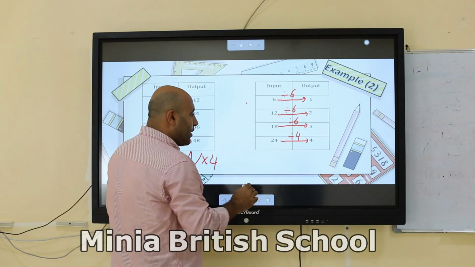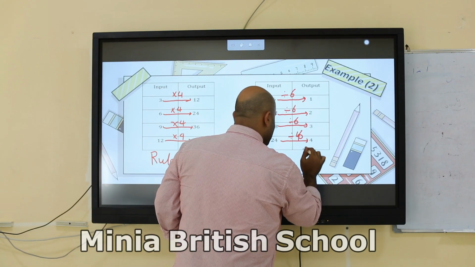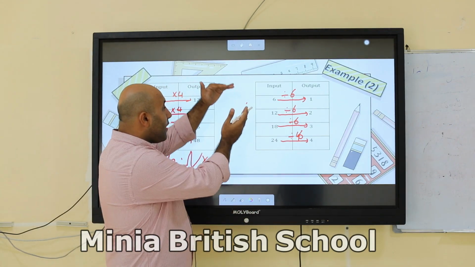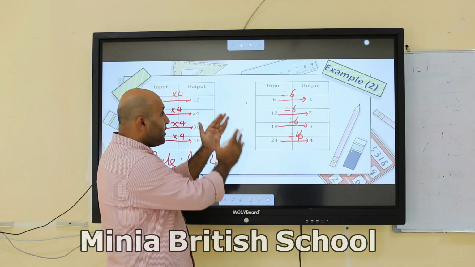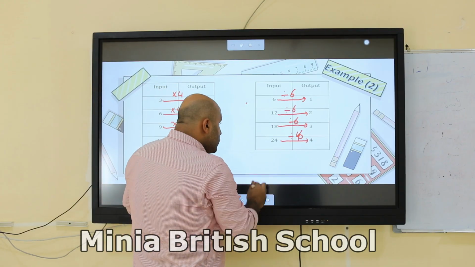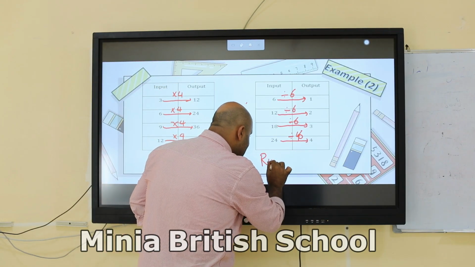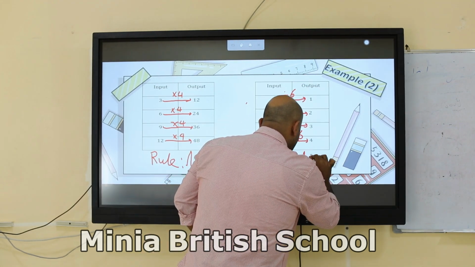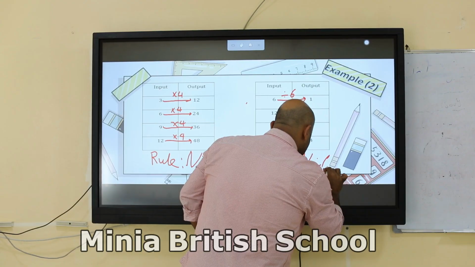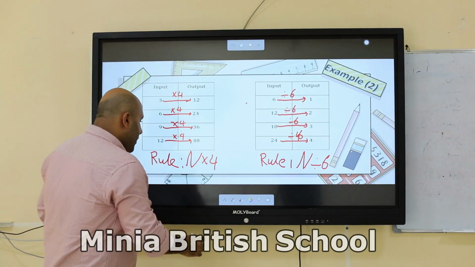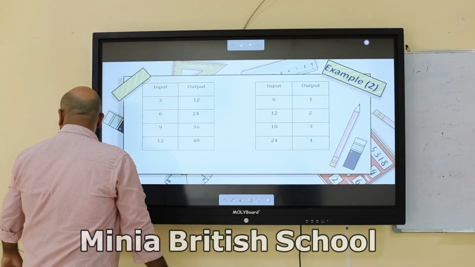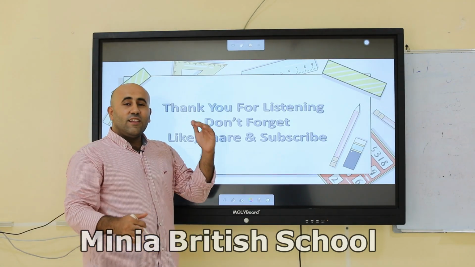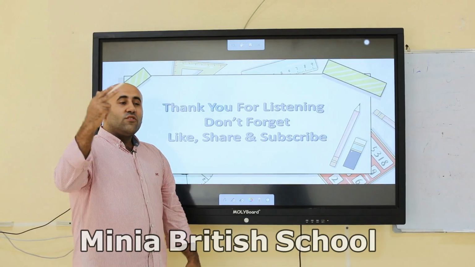So I think this rule can be applied to all numbers from input to get the output. So our rule in this case is n divided by 6. And by this question we can say this is the end of the last lesson in grade 5 first term.